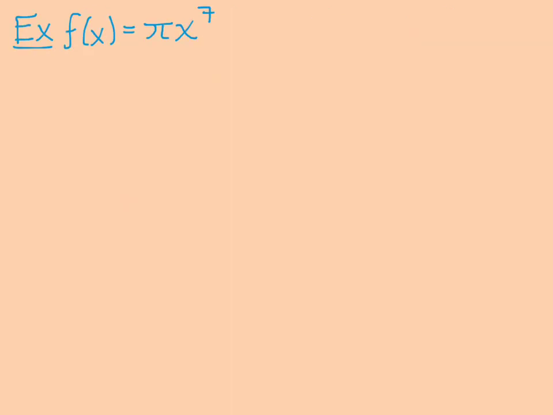Let's do an example putting all of our laws together. Let's start with something like pi times x to the 7th. So pi is a constant multiple. We can just leave it there. Then we just take the derivative of x to the 7th. So f prime of x is going to be pi times the derivative of x to the 7, which is 7 times x to the 7 minus 1, or 7 times x to the 6. So we end up with 7 pi times x to the 6.